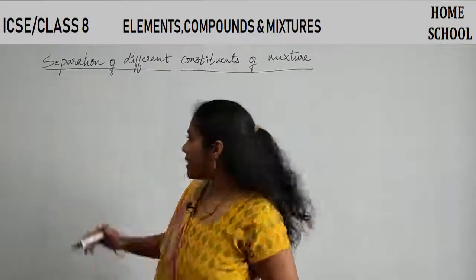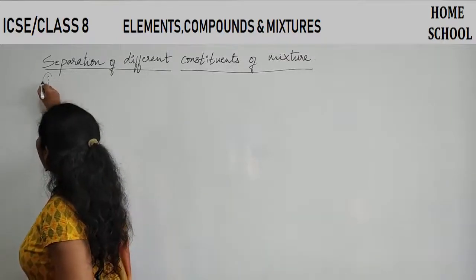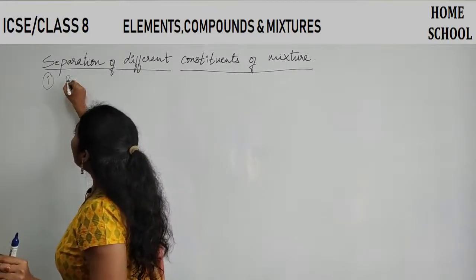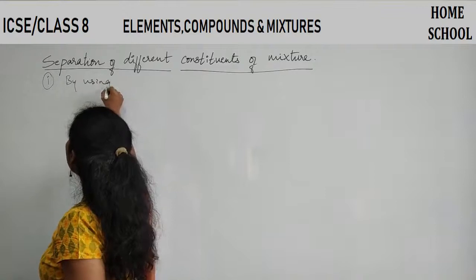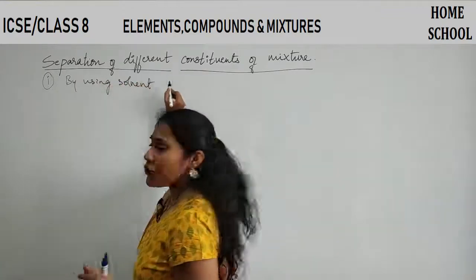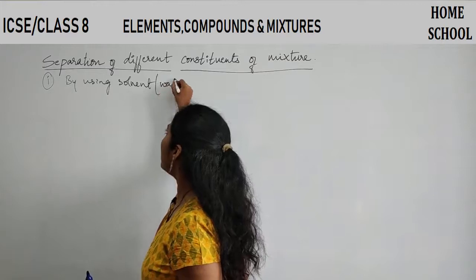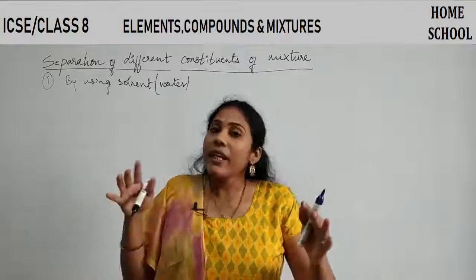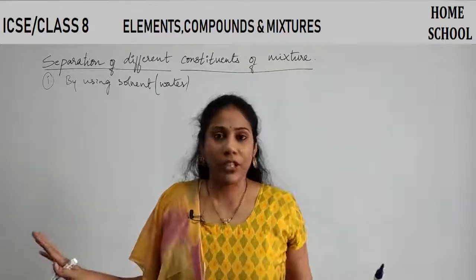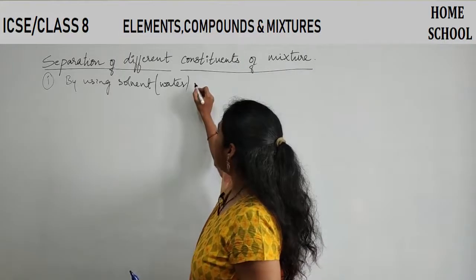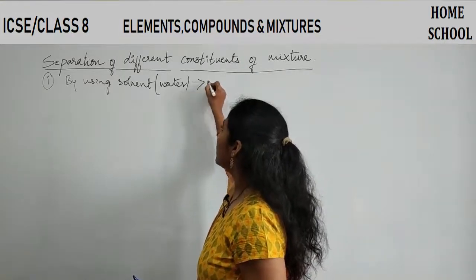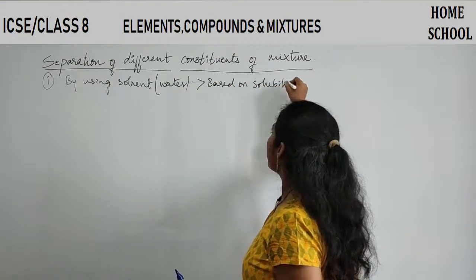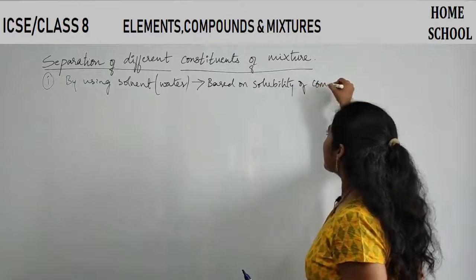Clear? Coming to the first separation method, we are going to learn how to separate the components of a mixture by using a solvent. The best solvent we select is water. So here the solvent is nothing but water. Solvent is any liquid. So with the help of a certain liquid, we can separate the components of a mixture. Clear? And this method is purely based on the solubility of components. Yes or no? Solubility of components.